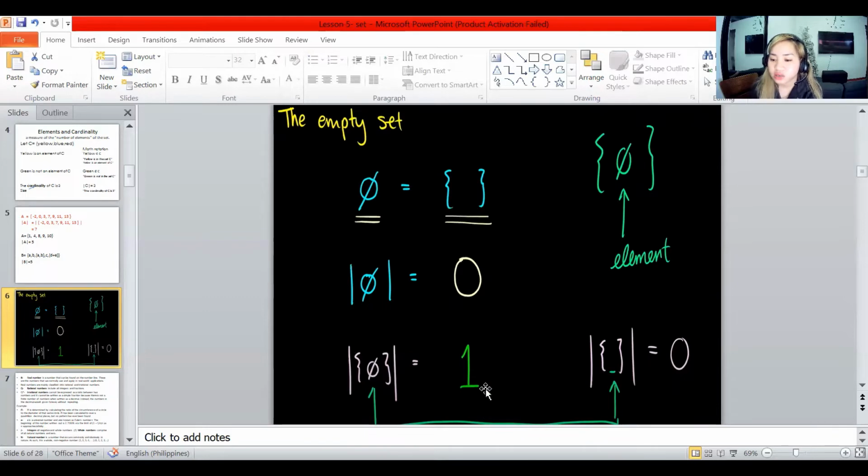So, meron na tayong size 1. Again, kapag po ganito lang, tapos kinuha natin yung cardinality, 0 po siya. Wala siyang bilang. Tapos dito po, kapag naman po yung empty set natin is nakalagay sa curly braces, tapos kinuha mo yung cardinality, 1 na po yung size nung set na yan.